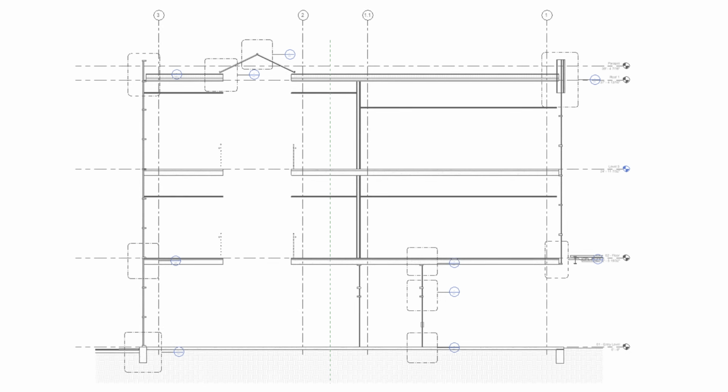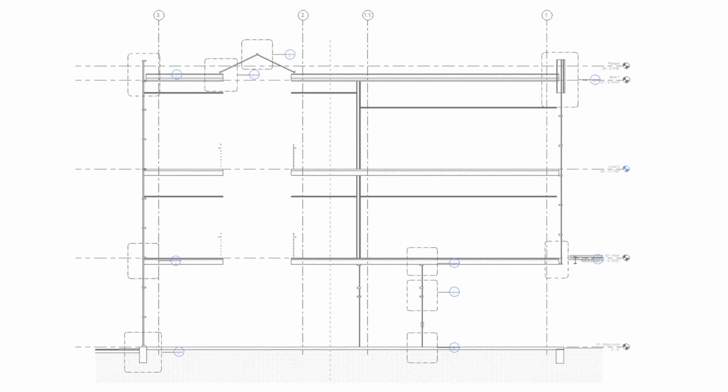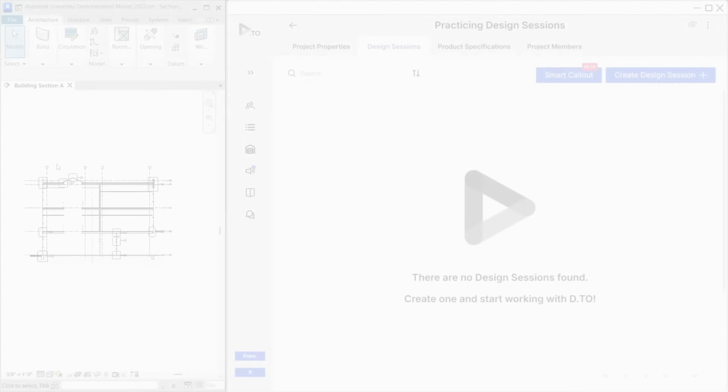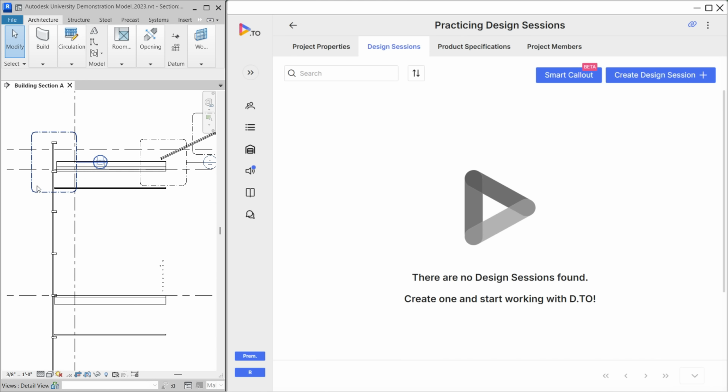Let's begin by creating design sessions for this section of the project. We'll go through each callout one by one, developing design sessions for each in sequence. Through this process, we'll learn how to use the classification system effectively and leverage it to gain a head start in the detailing phase.